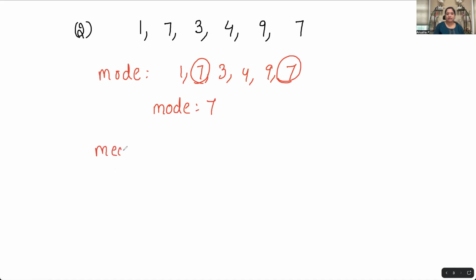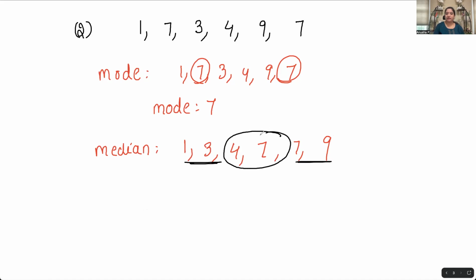What is median? To find the median, we will find the numbers from least to greatest. What is the least number? 1, 3, 4, 7, 7, and 9. If you see in this example, we have two middle numbers, right? So when we have two middle numbers for median, we will take the average of those two.